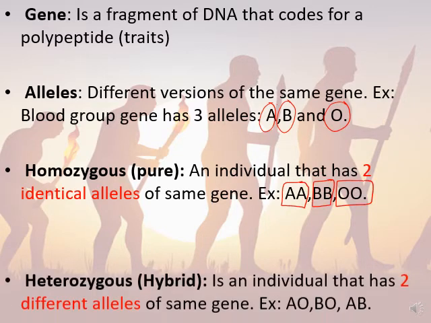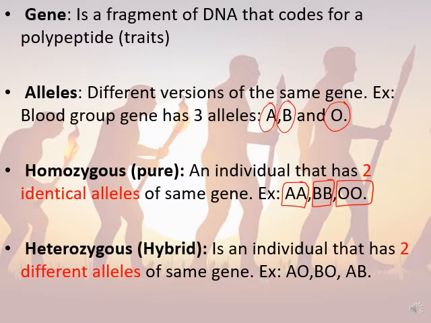While if you have, for example, AB, or A and O, or B and O, you are classified as hybrid or heterozygous. So heterozygous or hybrid is an individual that possesses two different alleles for the same gene. While the individual that has two identical alleles for the same gene is called homozygous or pure.